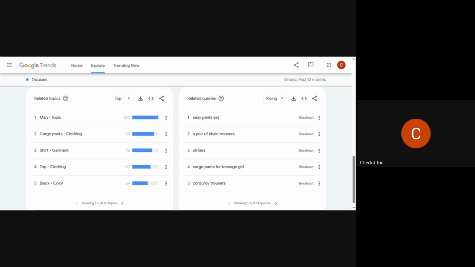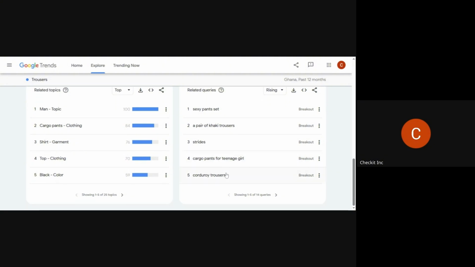So this is the related queries. Related queries is very direct. It has to do with exactly what you are looking for, not anything outside it. Because if you look at related topics, you're seeing black color. How does black color relate to trousers really? But I think it could probably mean trousers that are black in color. So here we are seeing related queries rising, which is trending. We're seeing sexy pants sets, a pair of khaki trousers, strides, cargo pants for teenage girls. So people are checking for this. People want to sell cargo pants for teenage girls.